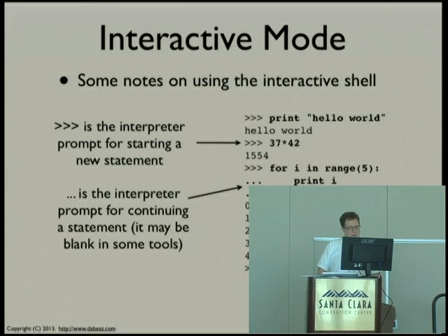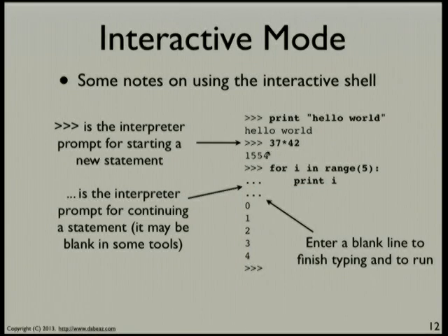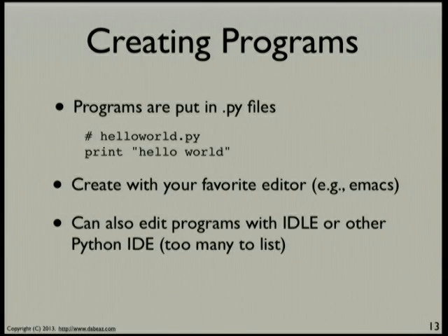A few notes about the interactive mode. Triple greater than is just the prompt, Python telling you, hey, type a command. If for some reason you get triple dots or blanks and it's not doing anything, it usually means it wants you to keep typing what you started. It's multiple lines, so you need to keep typing, and then you hit a blank line to get it to run.